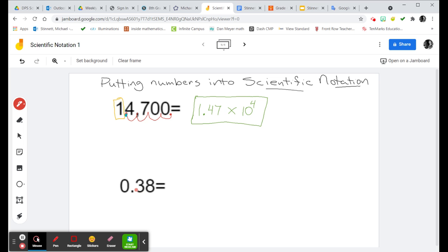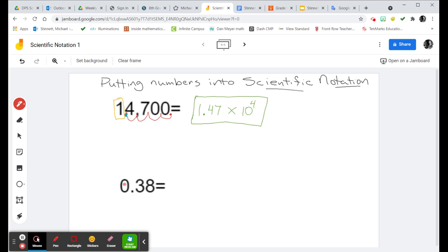So now we're going to do the exact same thing with this number down here, but notice it's a little different. This is a really small number. This is a very big number, okay? This is 14,000 something. This is only 0.38. So if this is $14,000, this is about 38 cents, okay? To compare those numbers.